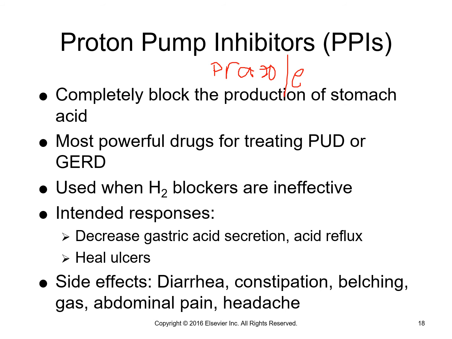So it could be omeprazole, pantoprazole, lansoprazole, esomeprazole. These completely block the production of stomach acid using this proton pump. They have this pump, and proton pump inhibitors are the ones that block the production on that pump to decrease the acid level in the stomach. These are the most powerful drugs for treating peptic ulcer disease or constipation.